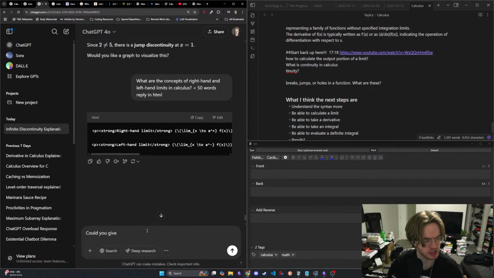So now I would just like an example of a jump discontinuity, because I know what a removable discontinuity is. And what I understand is that a jump discontinuity is just a non-removable discontinuity. So is a jump discontinuity merely a non-removable discontinuity?